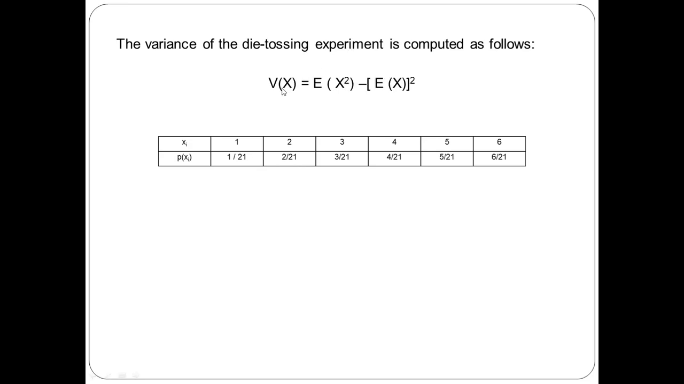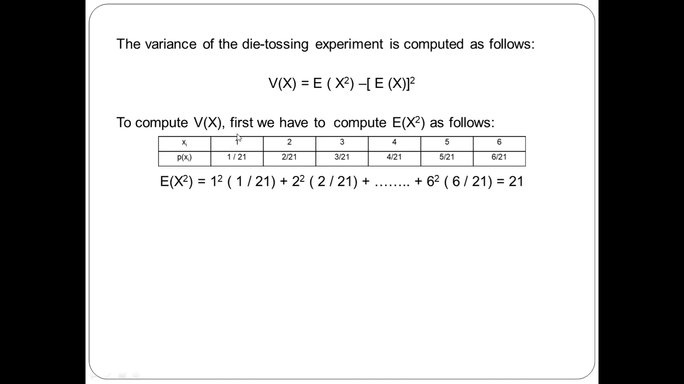Now to calculate the variance, v of x is equals to e of x square minus e of x. We have calculated e of x value, now we will calculate e of x square. For e of x square we will use the same table, the same terms, but here we will take the square of x term, means 1 into 1/21, so we will take the square of 1. Here 2 into 2/21, so we will take the square of 2 and so on.